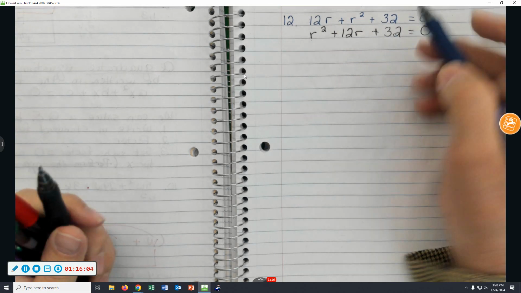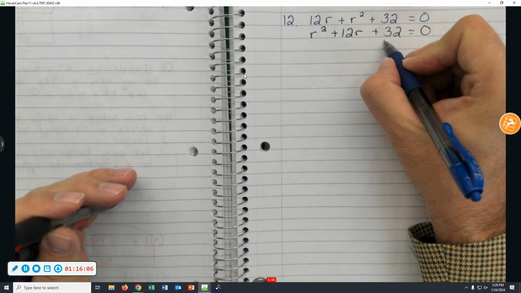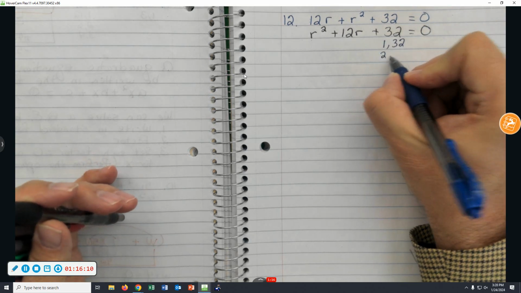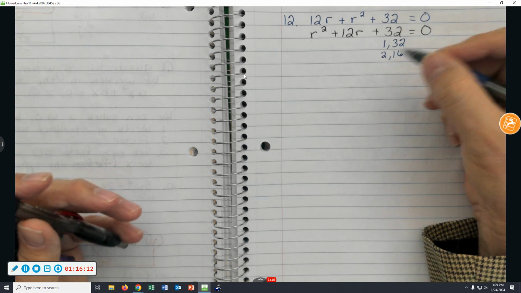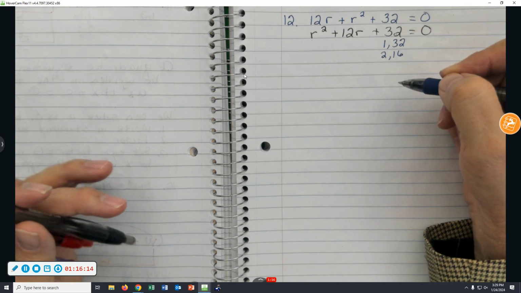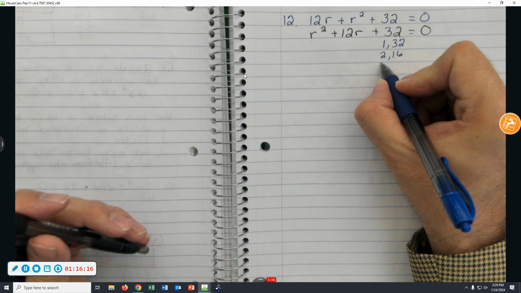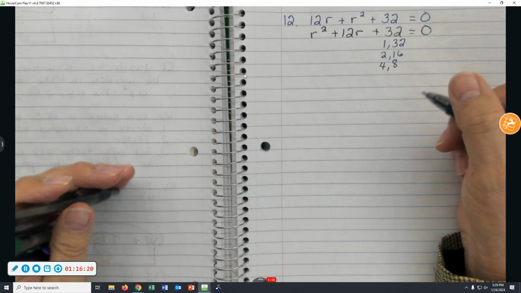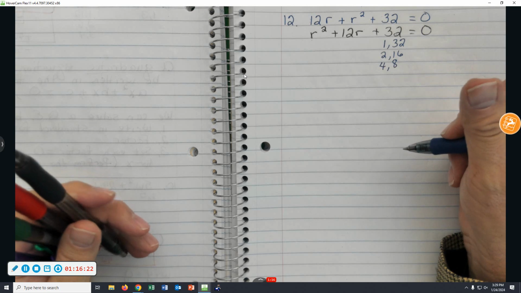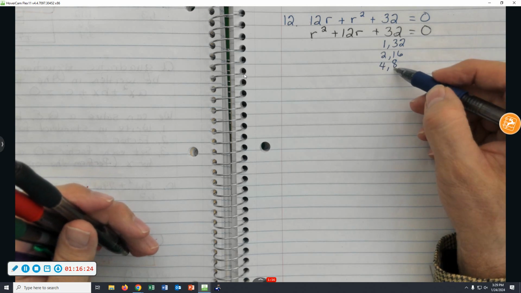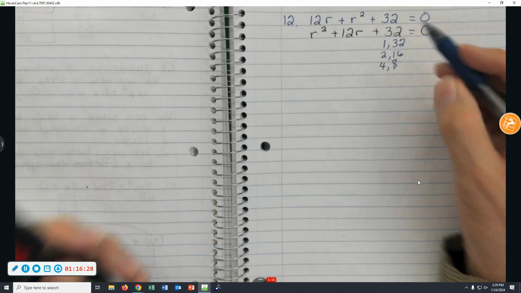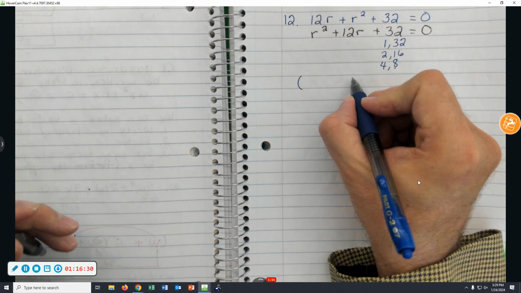We still got to come up with numbers that multiply together to give 32. 1 times 32, 2 times 16. Does 3 divide in evenly? No. 4 times 8. 5. Does 6 go in evenly? 7. 8. We're back to 8 now. So we've got all of them. So I'll draw my 2 sets of parentheses.